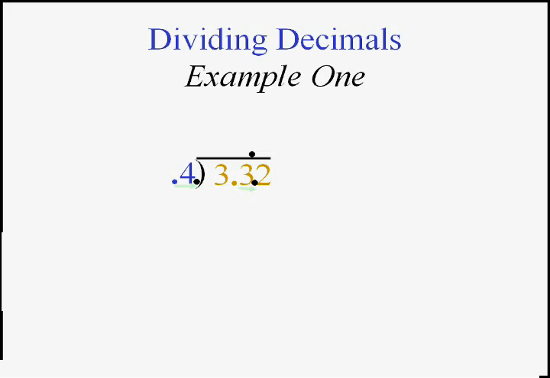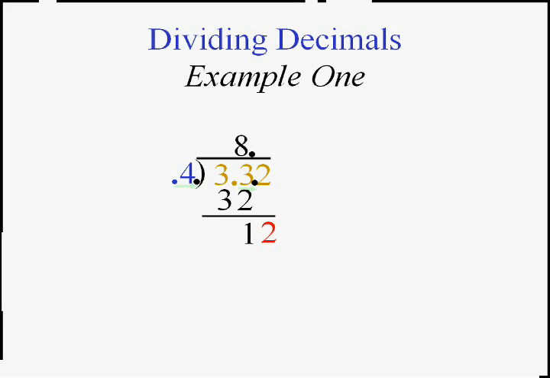Now I just divide normally, considering that everybody, well, at least we'll pretend everybody is a whole number. Okay? 4 into 33 goes 8 times. I make a guess. Multiply. 4 times 8. Subtract. And bring down the next digit.